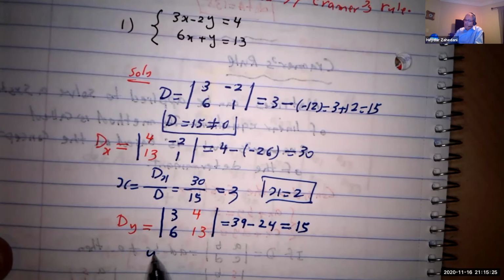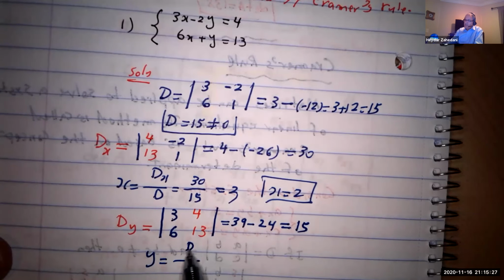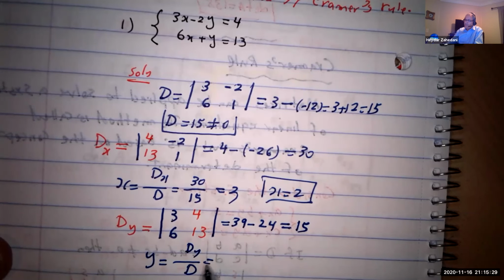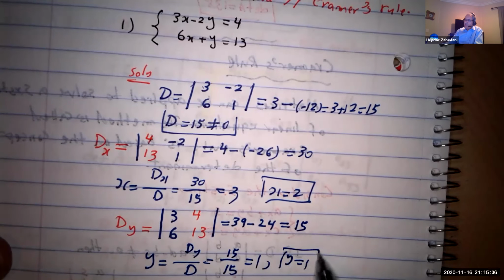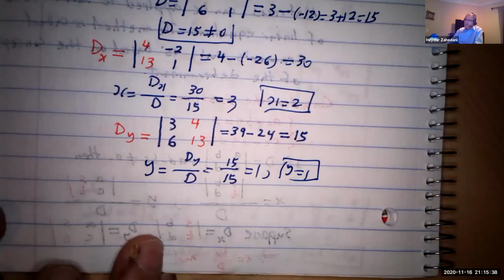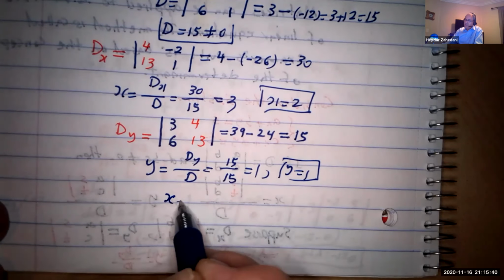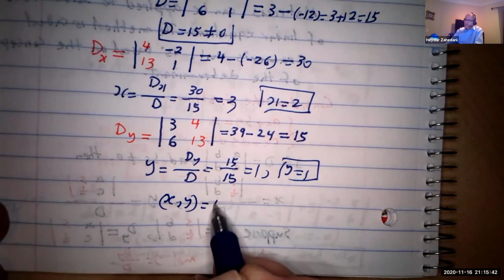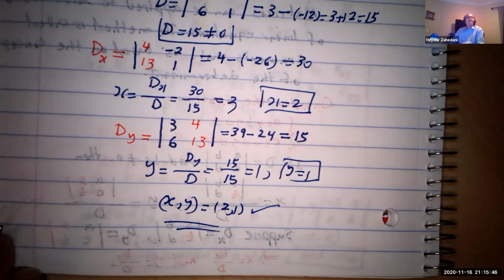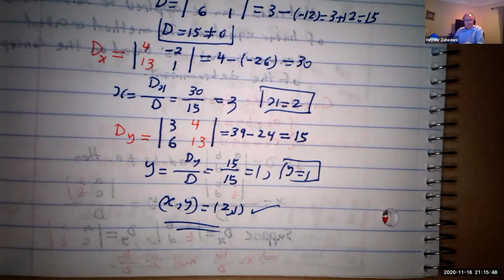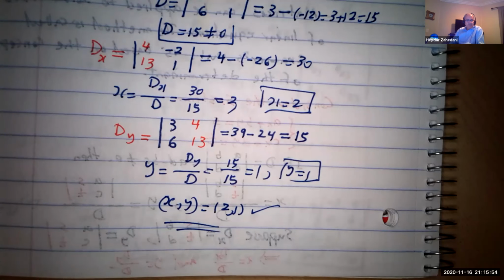So this is going to be equal to 15. So what's going to be y? y is Dy over D. 15 over 15, which is 1. So y would be 1. That's it. So the solution, x comma y, is equal to 2 and 1. And then you're done. Any question? So that's a 2 by 2.